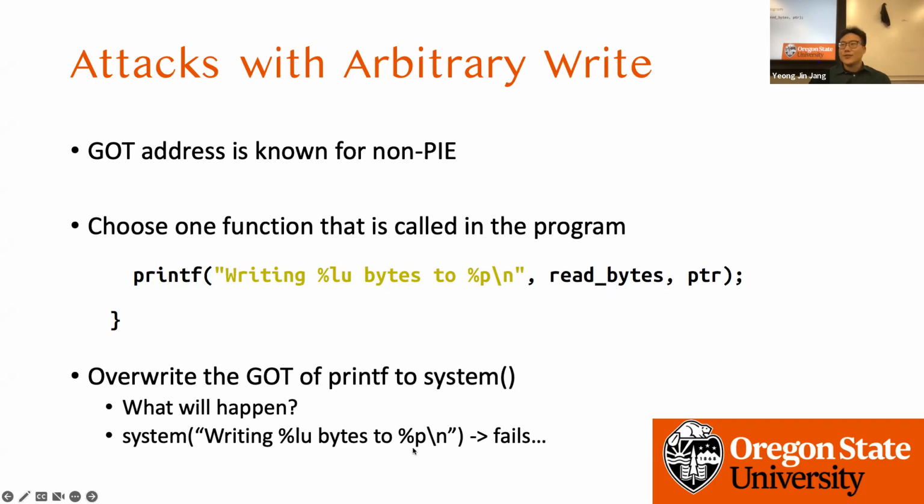Then what you should do is, first, play with the PATH environment variable to find the binary program in your current directory. If you create a binary program named writing, then this code will run that program with the "%lu bytes to %p\n" string as an argument. So if you overwrite the GOT entry, the function will be replaced, and the behavior would be something like this.